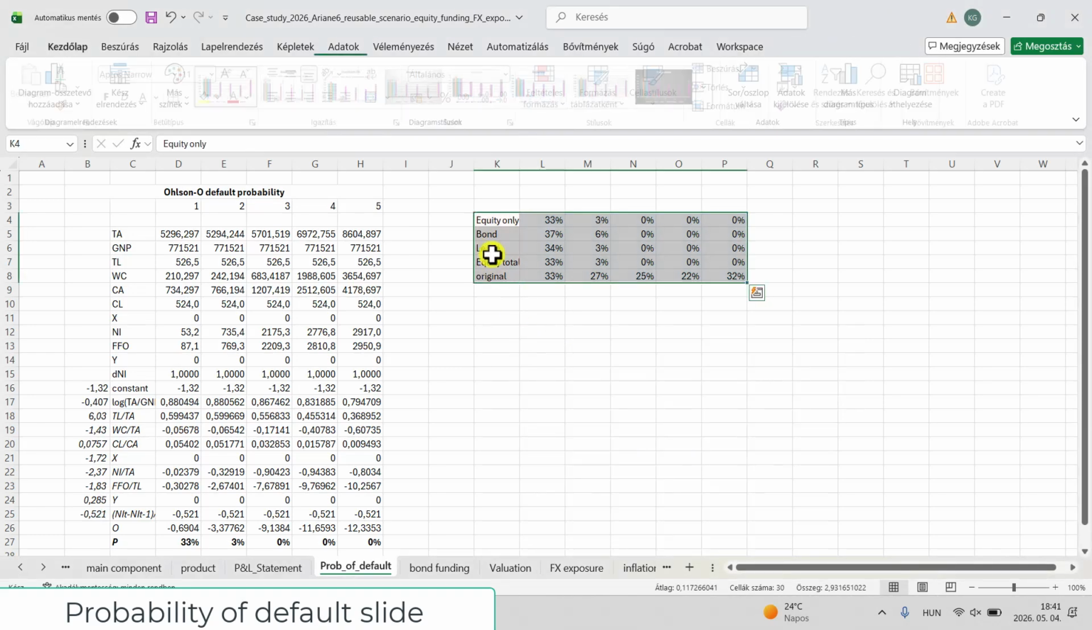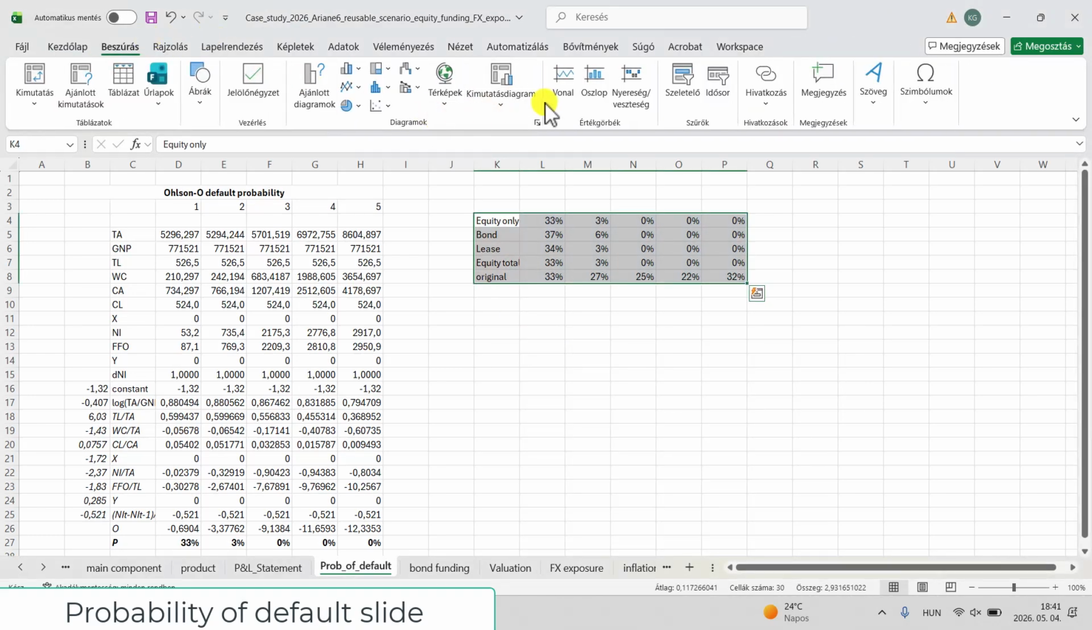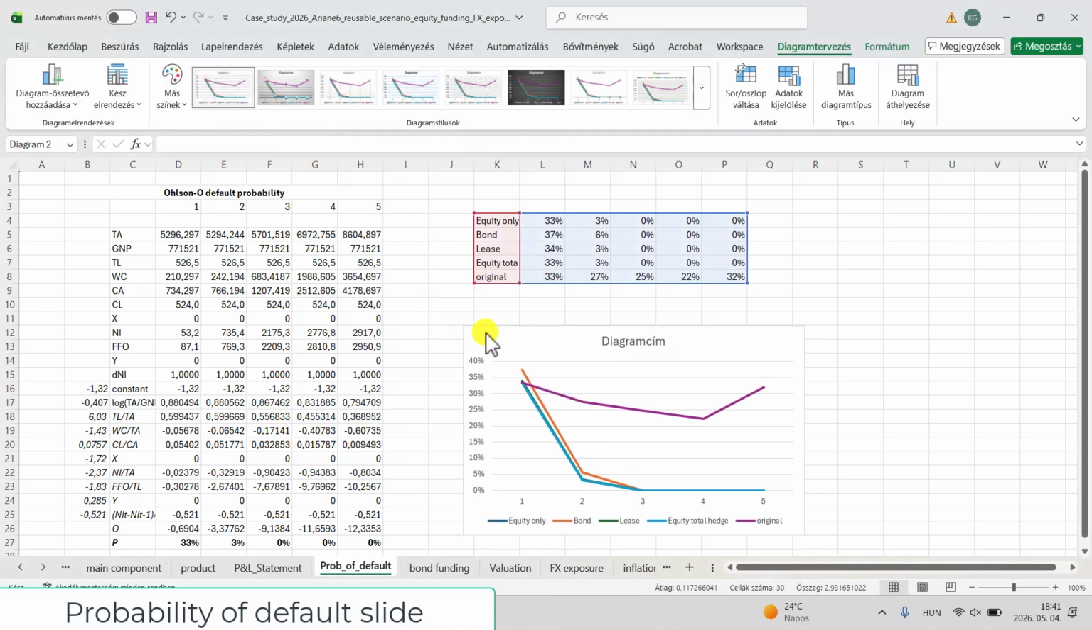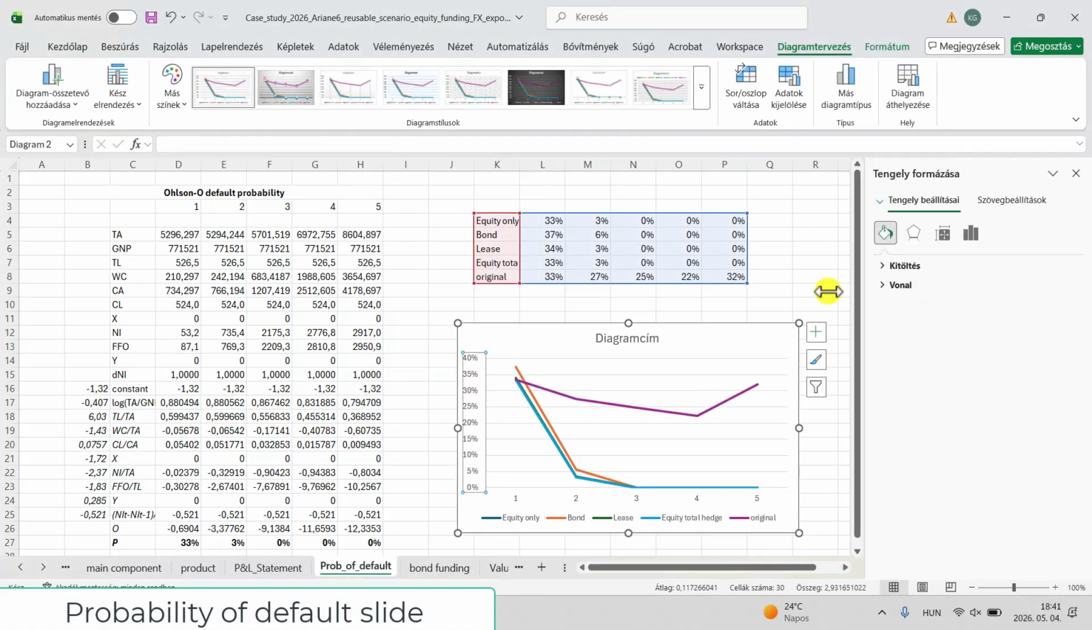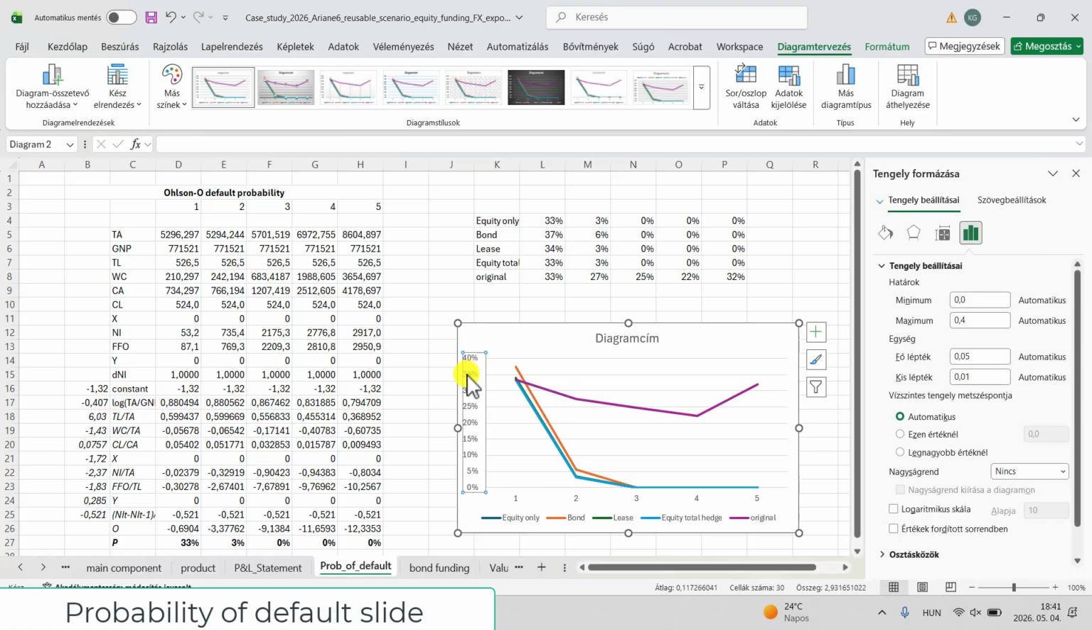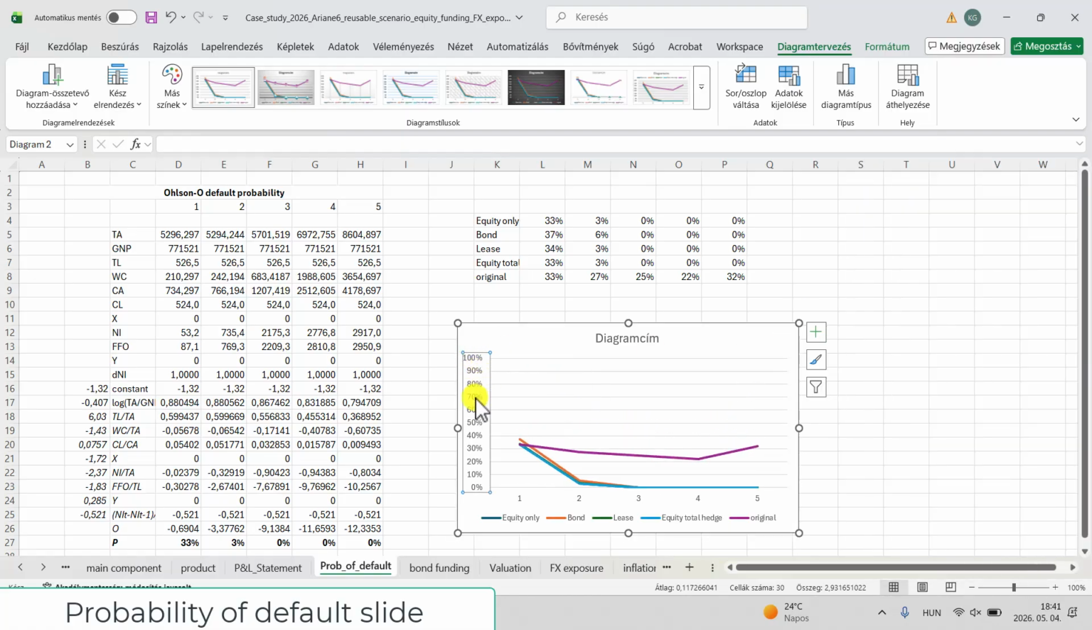Maybe it's not the best presentation, so let's go back to line diagrams. Yes, and also we are not politicians, so the scaling should be feasible. So 100% is when we are defaulting and 0 is when we are not going to default, so we can see that.